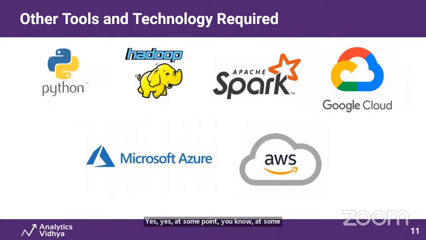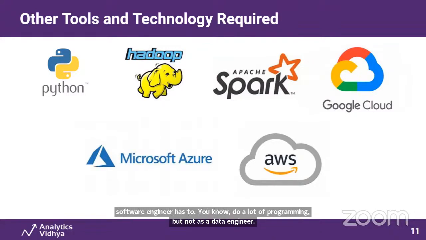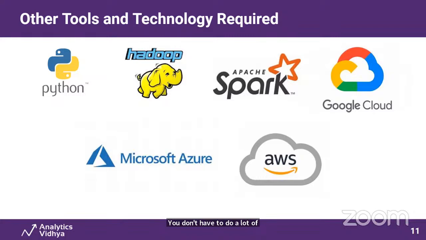Programming is a must-know skill, but not like a software engineer. A software engineer has to do a lot of programming, but not as a data engineer. You don't have to do a lot of programming. And since there are so many cloud providers now, these cloud providers provide those kinds of services where you need to write no code to low code, right? You don't have to write a lot of code to get your things done. So programming is a must-know skill, and that should be there with a data engineer, but it's not everything.